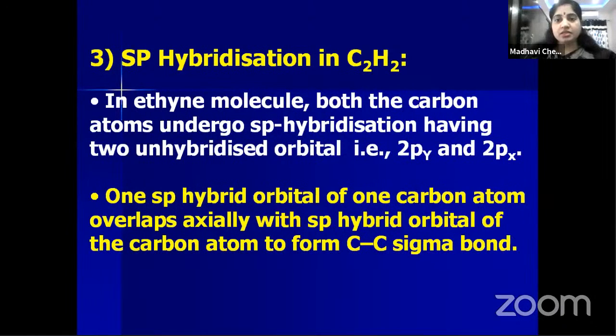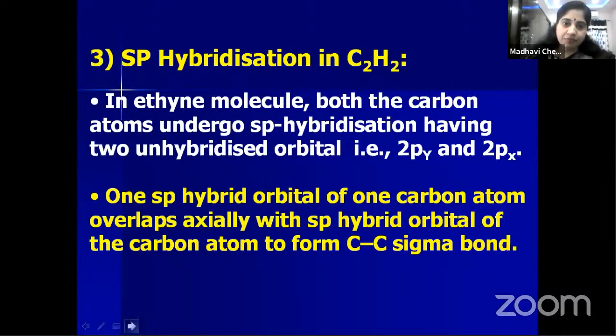In this also, the central atom is carbon. Carbon undergoes sp hybridization. So one s orbital and one p orbital combine together and give how many sp hybrid orbitals? Two sp hybrid orbitals, because two atomic orbitals overlap and give two sp hybrid orbitals. Out of these, one sp hybrid orbital of one carbon atom overlaps axially with the sp hybrid orbital of the other carbon atom to form the CC sigma bond.